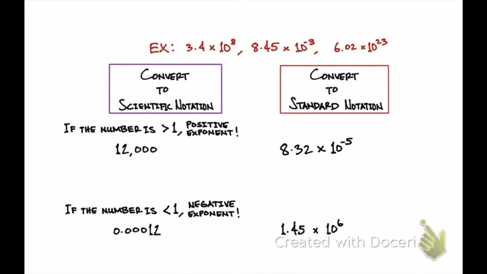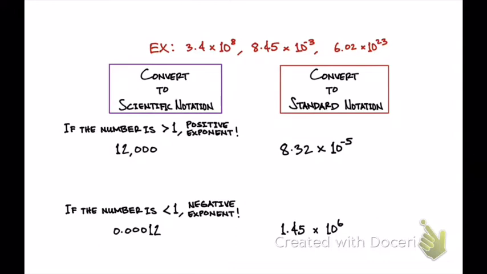So let's look at the examples here on the left, which says convert to scientific notation. So looking at the first number here, 12,000, right? We know that 12,000 is greater than 1, and so you would expect this number to have a positive exponent when you convert it to scientific notation. And so looking at the coefficient, what would be the coefficient of this number? Well, we know that a coefficient contains a single digit followed by a decimal point and then another digit. So in this case, it would be 1.2.